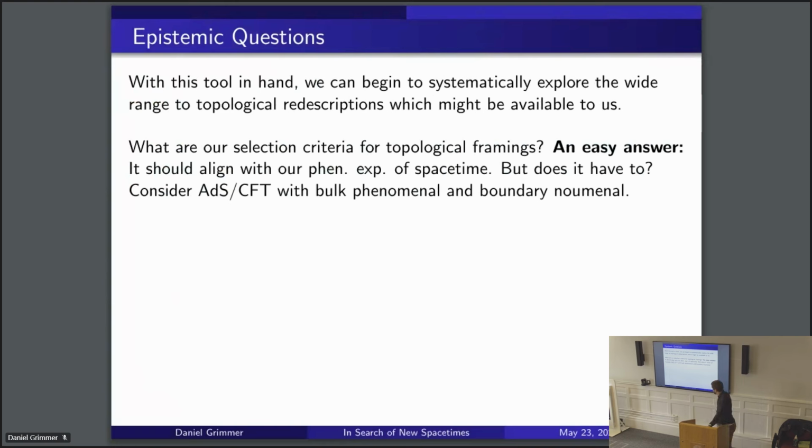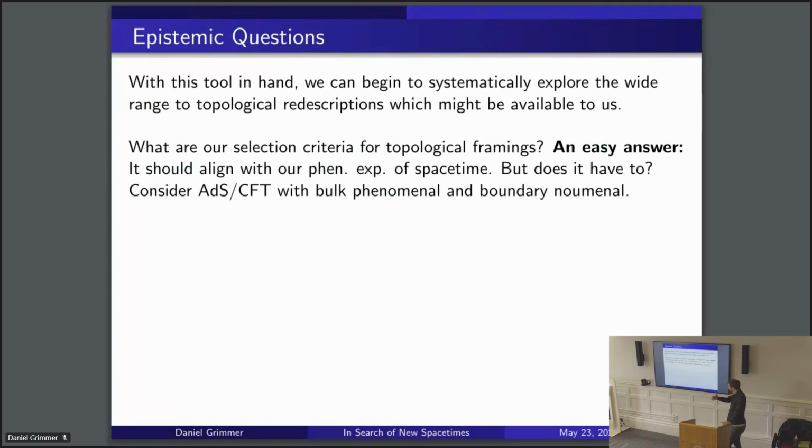An easy answer is that it should align with our phenomenal experience of space and time, the manifest kind of space-time that's around us. But does it really have to? You might be interested in space-time representations of your theories which don't align well with our experience of the world. For instance, consider something like an AdS/CFT-like duality.